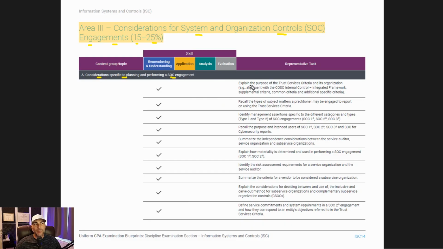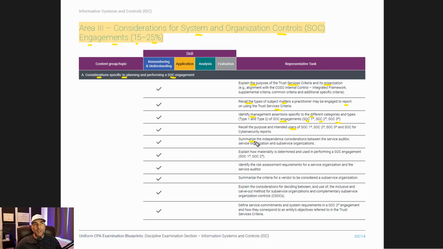So here you're going to need to be able to explain the purpose of trust services criteria and its organization. You'll need to be able to recall the types of subject matters a practitioner may be engaged to report on using the trust services criteria. You'll need to be able to identify management's assertions specific to different categories and types of SOC engagements, SOC 1, SOC 2, and SOC 3 engagements. You'll need to be able to recall the purpose of intended users for SOC 1, SOC 2, and SOC 3 engagements.